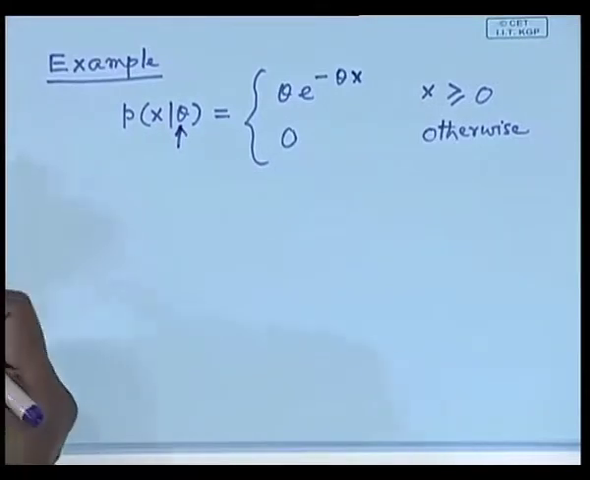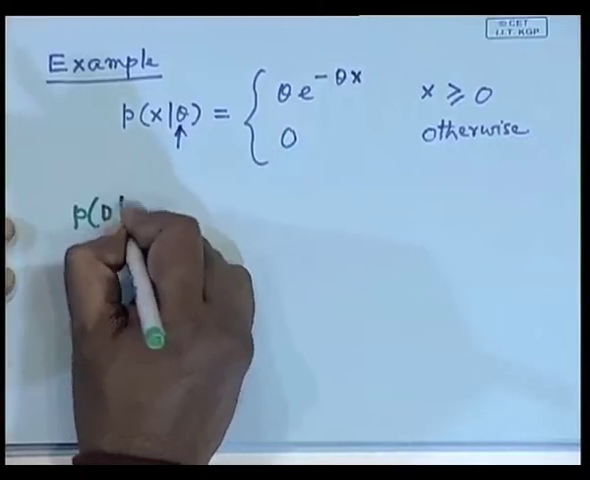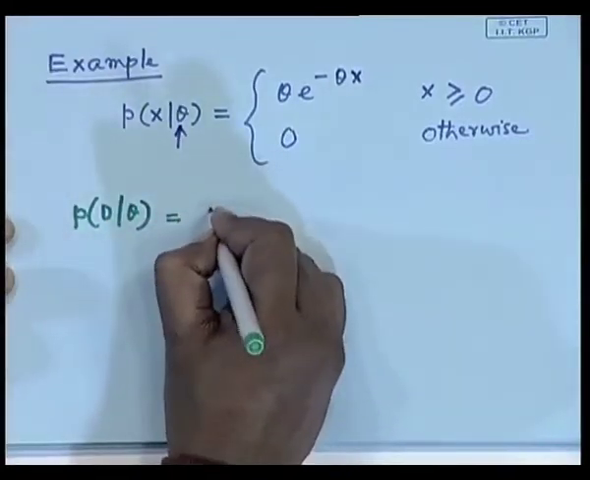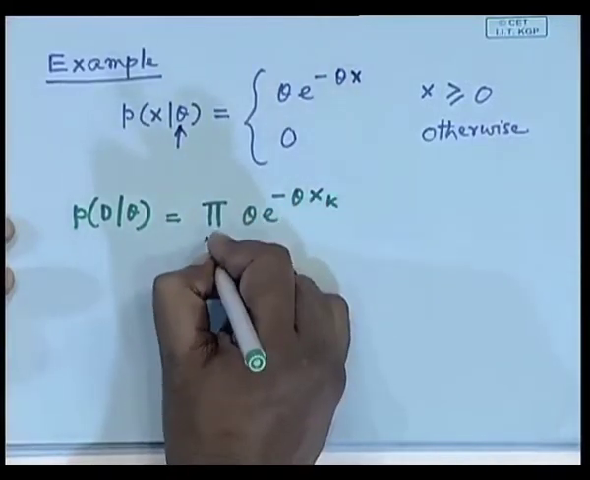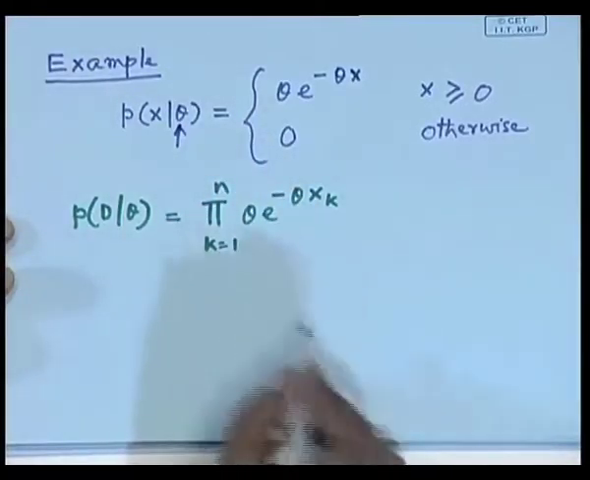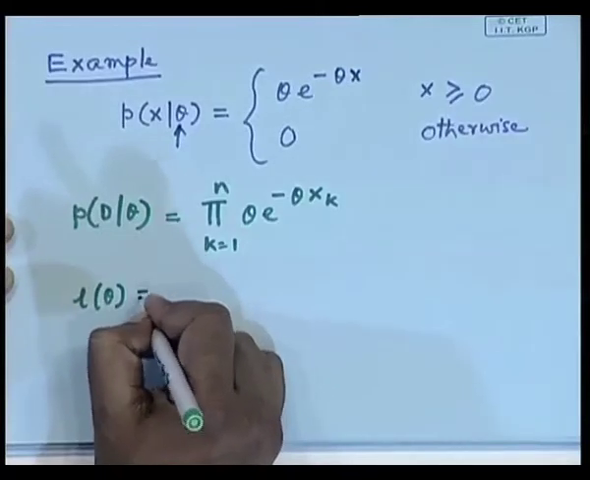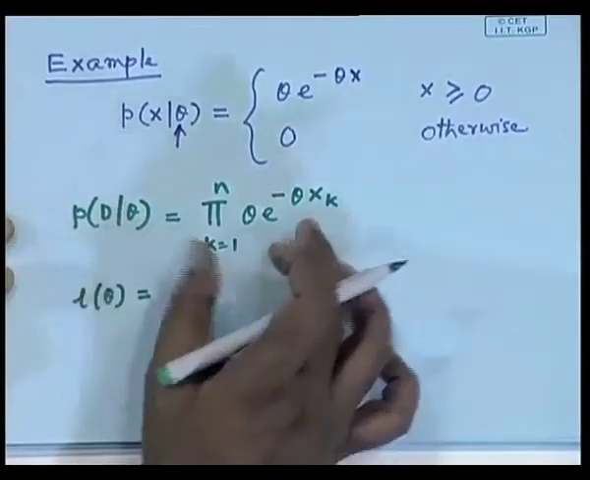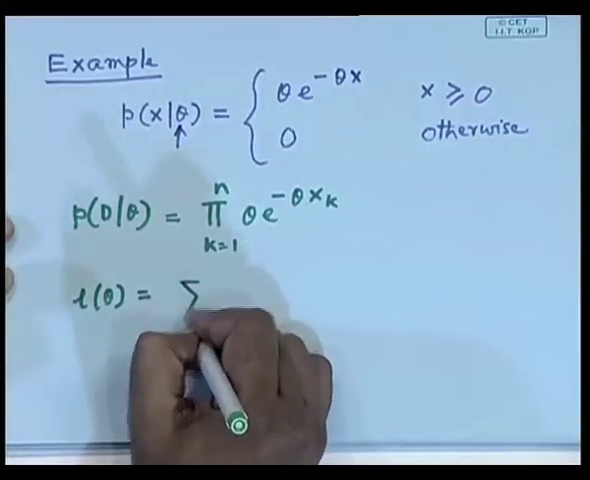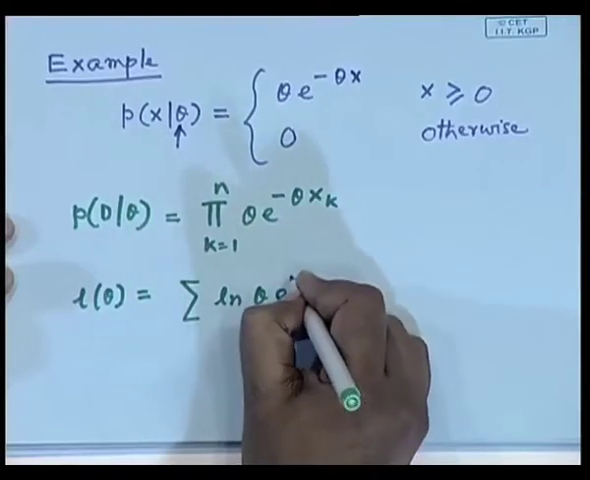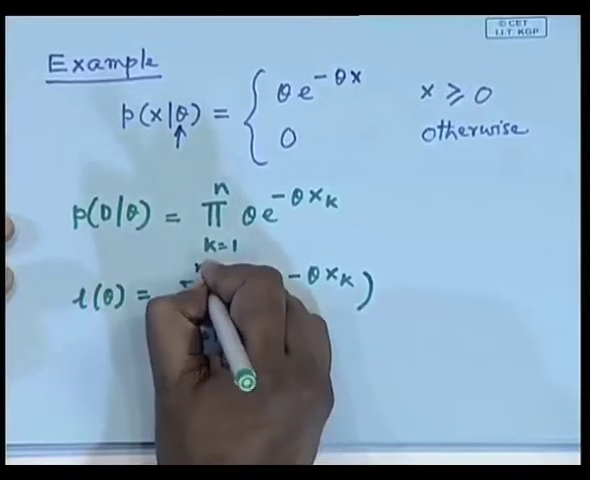Okay. So, I follow the same procedure, that is I find out the likelihood value P d given theta, which is nothing but product of theta e to the power minus theta x k, where k varies from 1 to n. Okay. Once I have this likelihood, I find out what is the log likelihood L theta, okay, which is nothing but logarithm of this. So, logarithm of this will simply be logarithm of this term. So, the product term will be converted into a summation term. So, what I will have is sum of ln theta e to the power minus theta x k, okay, where k varies from 1 to n, right.